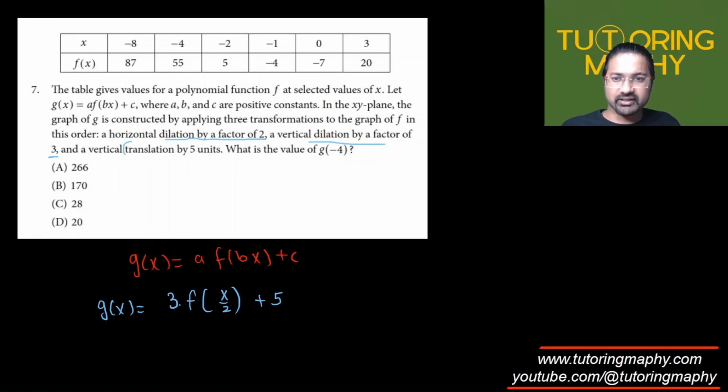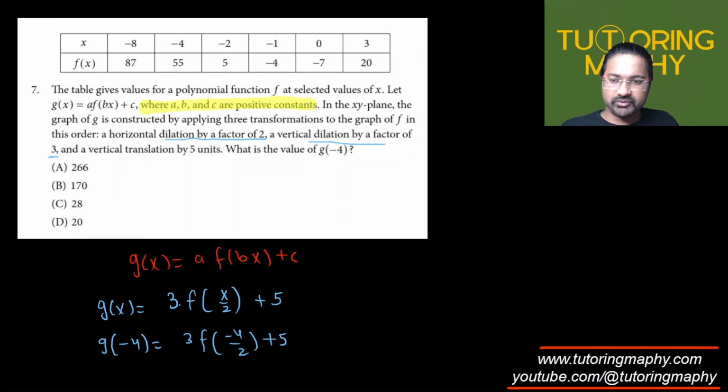If you're wondering whether it can be a vertical translation down as well, notice carefully that they have already mentioned that all of them are positive, so there's no confusion about that. All you have to do now is replace x with -4, because as soon as we do that, this is how it's going to look.